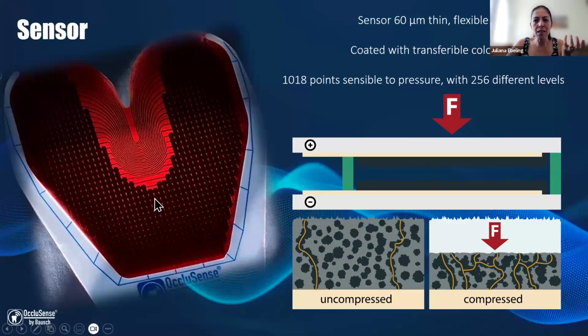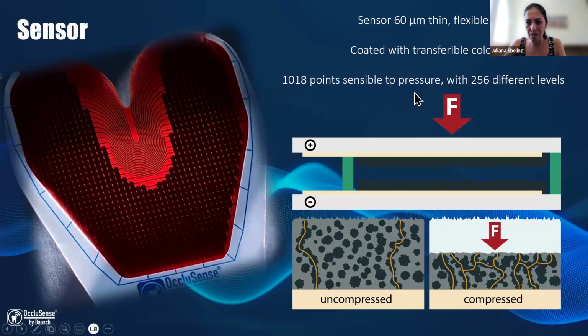And let's understand what's different with this sensor. It's a very thin sensor, 60 microns thin, and flexible, which is very important for modeling the anatomic teeth. And it's coated with a transferable color. This is very good because we can relate what we are seeing in the app, with the graphics, and what we have on the teeth, where the contacts are, and we can relate these marks to analyze the data. And it has more than 1,000 points sensitive to pressure.